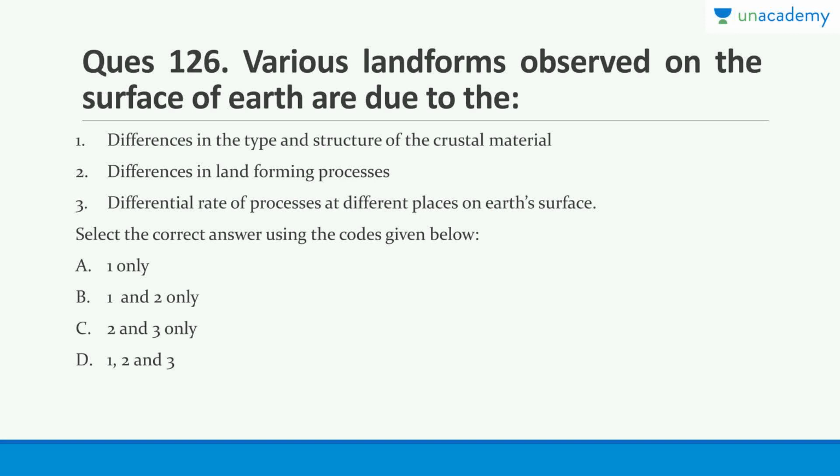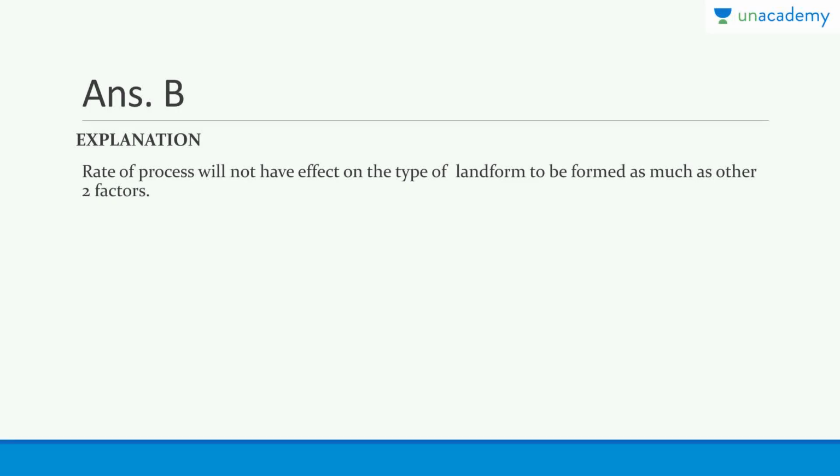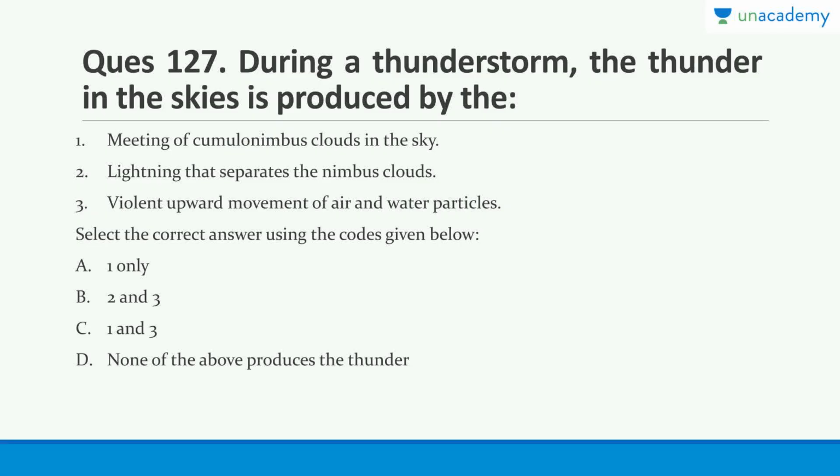Question 126. Various landforms observed on the surface of the earth are due to which of the following? Differences in the type and structure of the crustal material, and differences in land forming processes. So 1 and 2 are correct. Answer is B, and this third statement is wrong. So answer is B, 1 and 2 only. The rate of processes will not have as much effect on the type of landform formed as the other two factors.